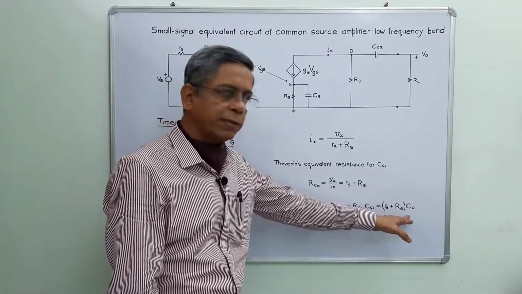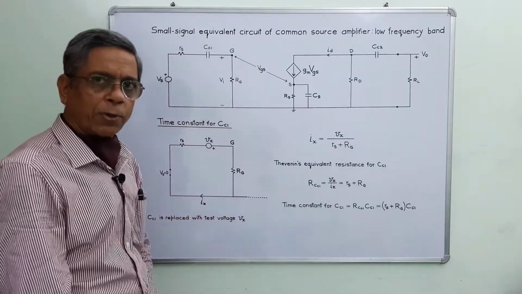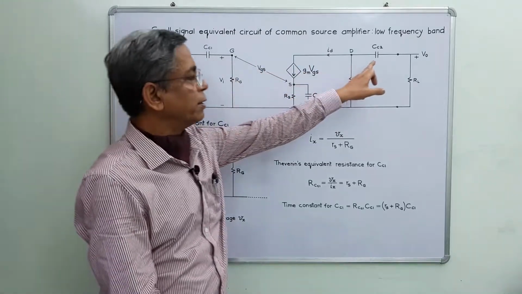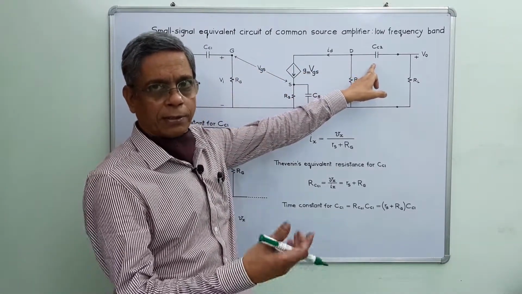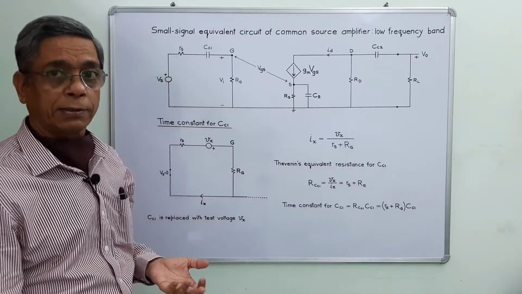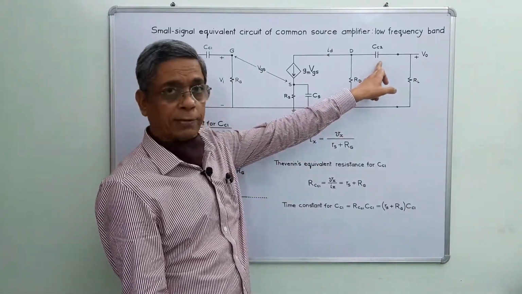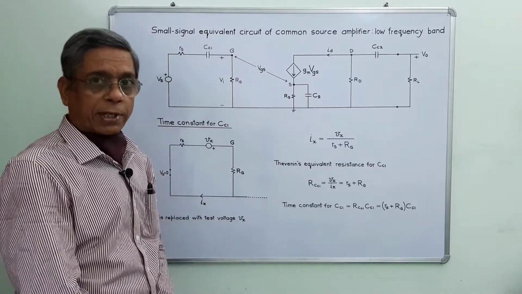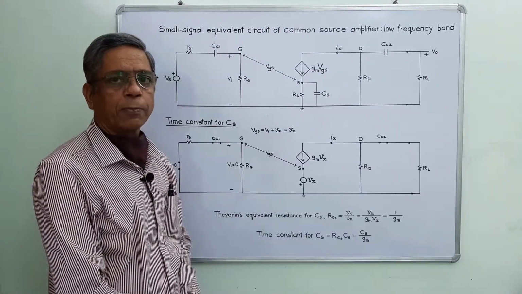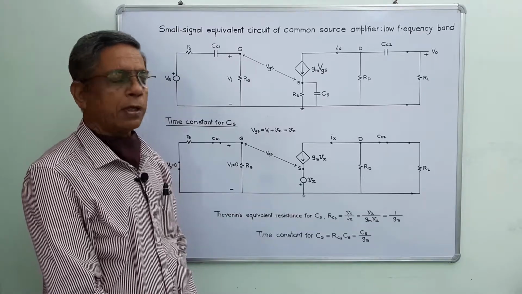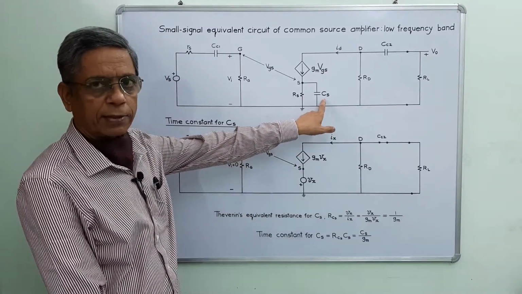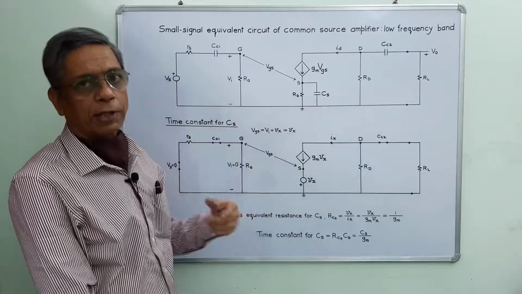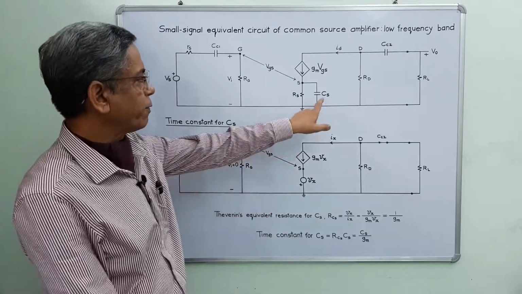Rs plus Rg into CC1. Now under step 2, I will select this capacitor and will consider this and this coupling capacitor as short circuit, and in step number 3, I will consider these two capacitors as short circuited, as per the short circuit time constant method. In step number 2, now I will select the bypass capacitor CS. Now I will determine the resistance seen by this capacitor CS, or the Thevenin equivalent resistance across the terminals of CS.